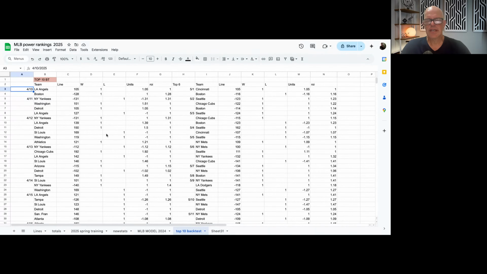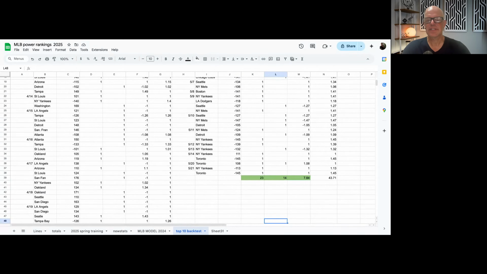I've got the same model, but on the left is playing the top 10 teams and on the right is playing the top 6 teams. If you go down here, the top 6 teams is 23-14, plus 7.84 units. We've invested a total of 43.71 units. I'm going to explain this in a little bit more detail. Again, this is advanced, so it might be difficult for me to explain, but I'm going to try to make it basic so that you can grasp this. We only have 21 days of data, which means I only started backtesting this from 5/1 to 5/21.